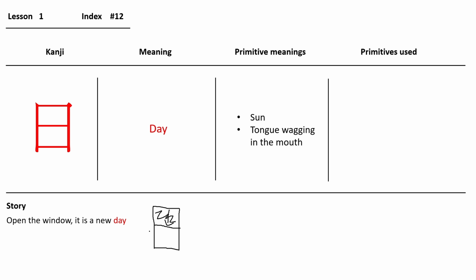And you have to remember the story. Open the window, like we just did. It's a new day. You can see the new day out of the window. So hopefully you will remember this is a day, and no worries, you will also see this character a lot. So once again, how to write it. First stroke, second stroke, third stroke, and fourth stroke. And that's it. Also very simple. I'm sure you will get it.